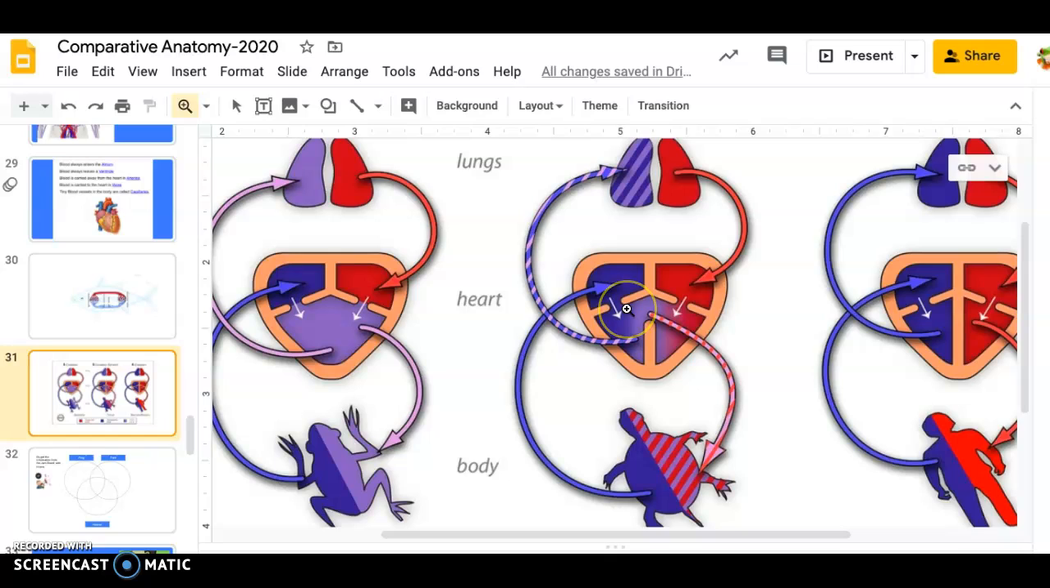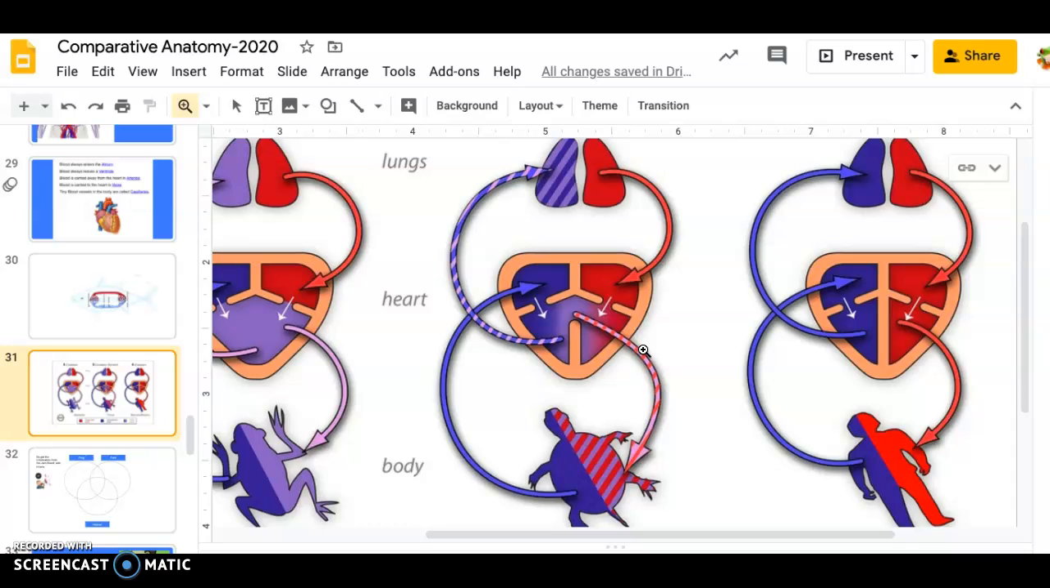Now in turtles and crocodilians, they've almost solved this. They still have a little bitty tiny space, so most of the blood that goes out to the body is pretty oxygen rich, but there is some mixing that occurs. We still call this a three-chambered heart because there is still just a third chamber. It just has a wall in the middle of it.